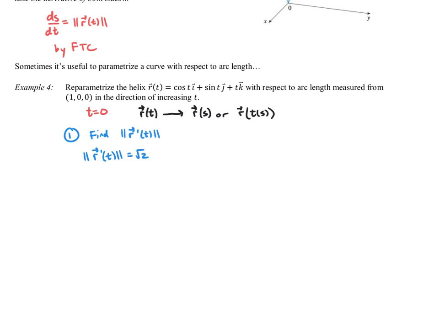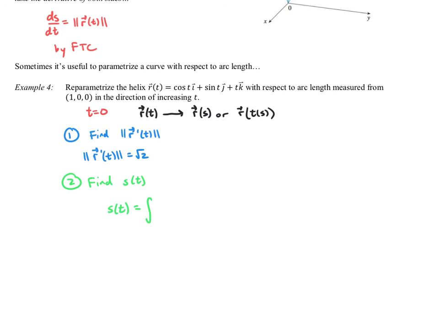Okay, the second step then is going to be to find s of t. Now remember, just above on the same page, we have s of t, which is equal to the integral from a to t.